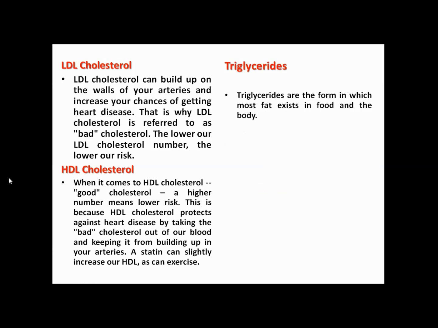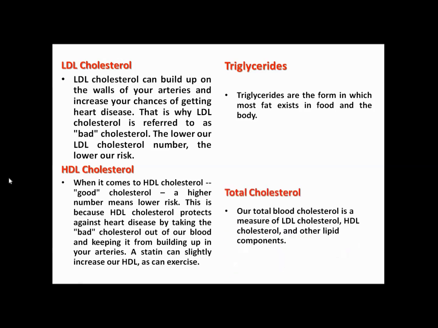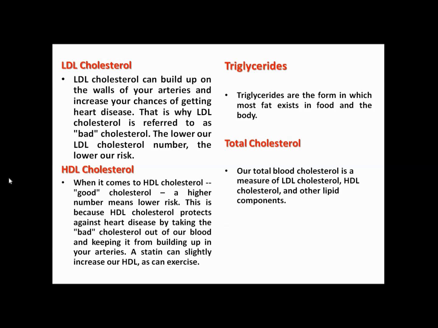The next one is the triglyceride. Triglycerides are the form in which most of the fat exists in the food and the body, right? We know how these triglycerides form. The triglycerides are generally from a high calorie diet, alcohol, etc., right? Now, what is the total cholesterol? Our total blood cholesterol is a measure of LDL cholesterol, HDL cholesterol and other lipid components. It's the total cholesterol, right? So this is the overview of hypercholesterolemia, or you can say high cholesterol.